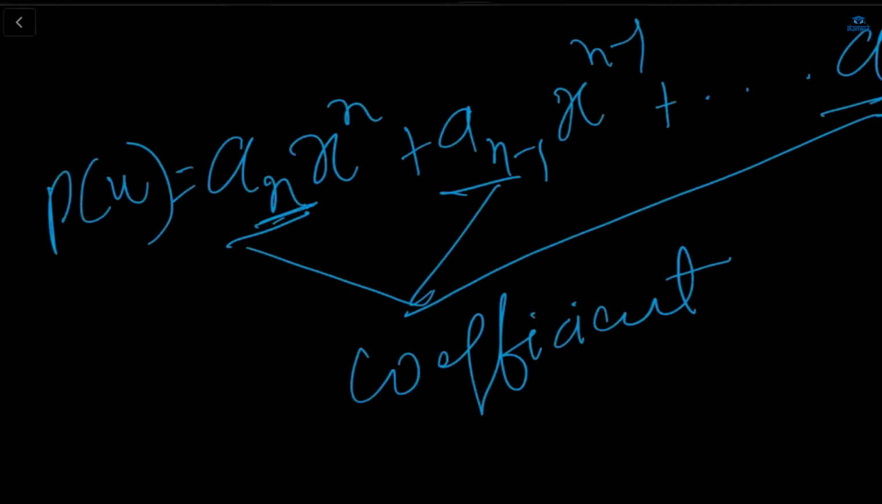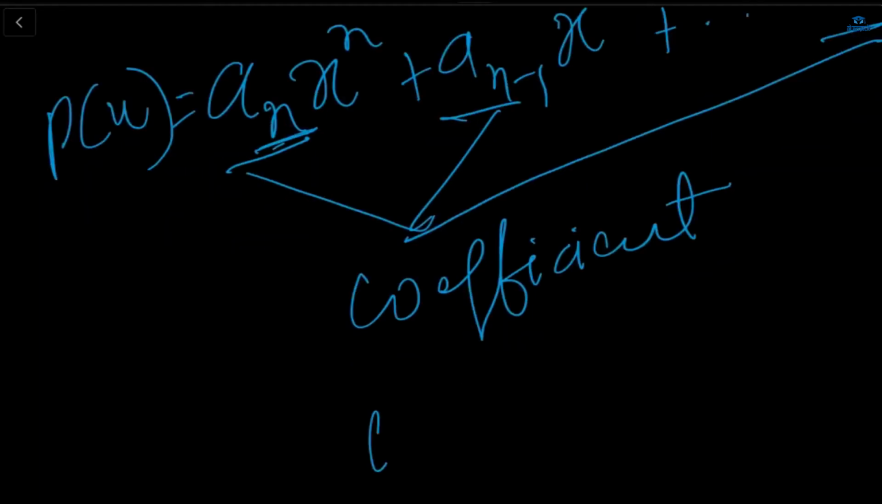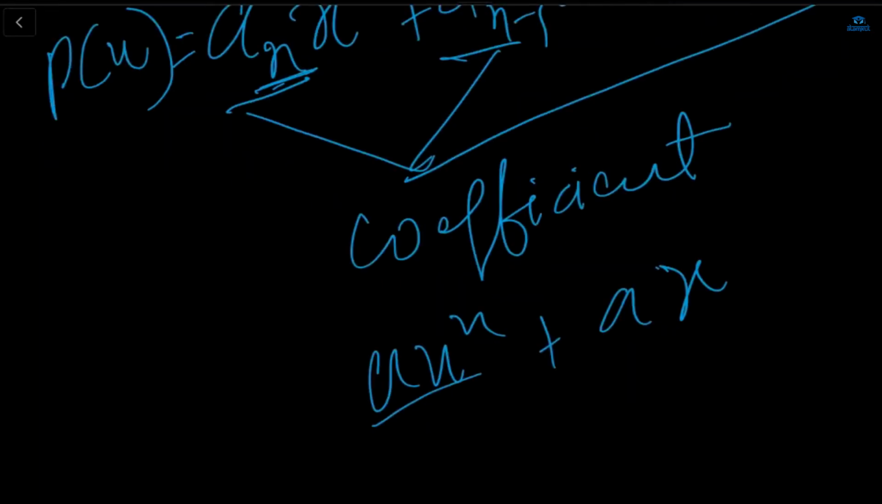The coefficient can be any value, but this a n means it is the coefficient of x to the power n. That's it. So don't get confused. This a n is the coefficient, a n minus 1 is the coefficient. To discriminate, if I write only a x to the power n plus a, that means all these a are the same. It would be a mess, because how can all the coefficients be the same?